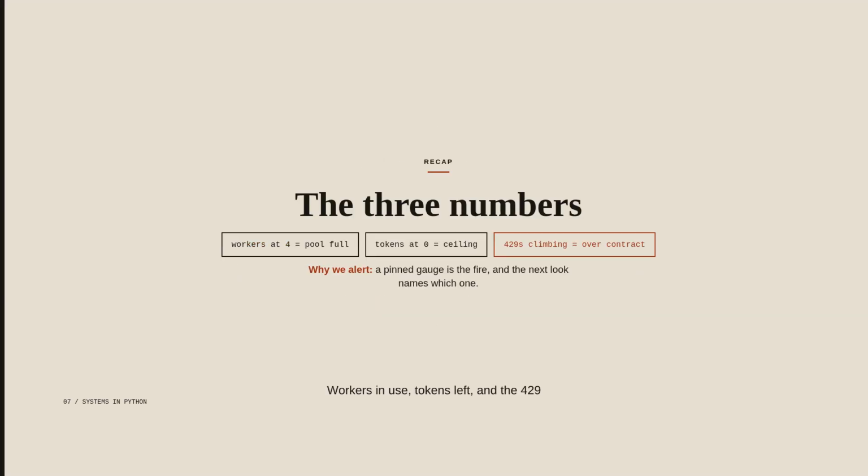Workers in use, tokens left, and the 429 count are the 3 numbers. Workers at 4 means the pool is full. Tokens at 0 means the ceiling is in force. 429s climbing means clients are over the contract. We alert on those 3, then we look at which gauge is pinned.